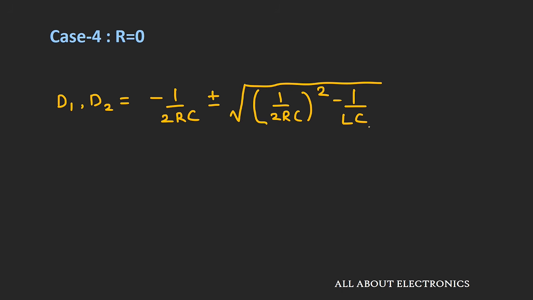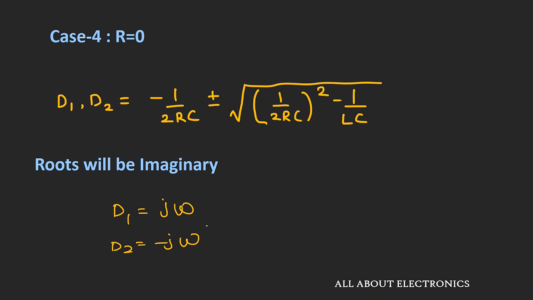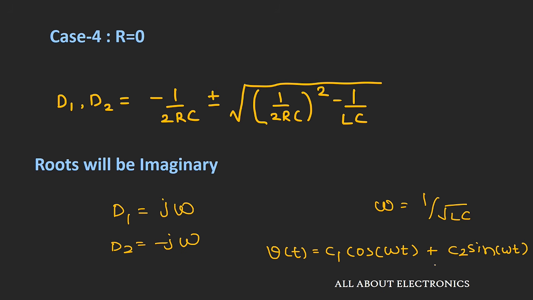So now in the fourth case, when R is equal to 0, once again you will get imaginary roots. So the value of d1 is nothing but j omega and d2 is nothing but minus j omega, where omega is nothing but 1 over under root LC. So in this case the solution can be given as V of t, that is equal to C1 cos of omega t plus C2 sin of omega t. So in this way we have seen the four different cases for the parallel RLC circuit as well, which is quite similar to the series RLC circuit.